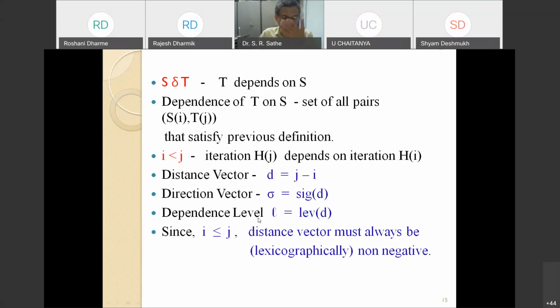So for the dependence level, if there are two nested loops, for i equal to 0 to 100, and the next level j equal to 0 to 100, the dependence level tells you that if the first entry of the direction vector is positive, then it is at level i, that is level 1. Since i is less than or equal to j, the distance vector must always be lexicographically non-negative. Either it is 0 or it is positive. The meaning of lexicographic was already told to you. That's why these two mathematical terms were introduced initially.